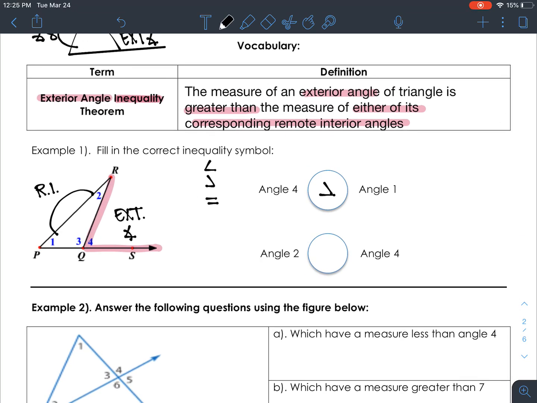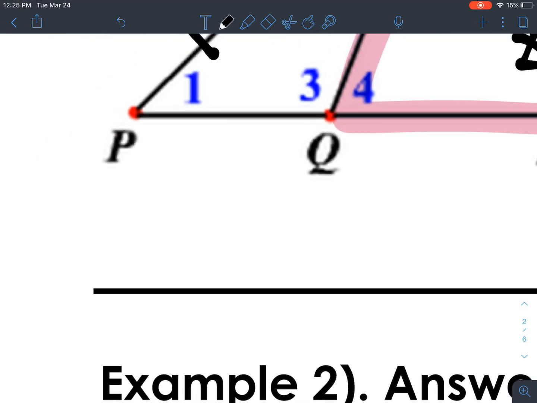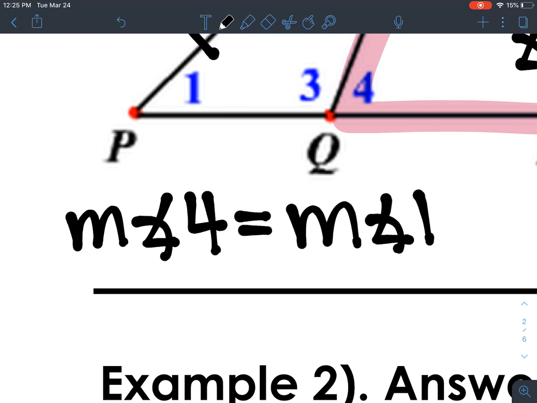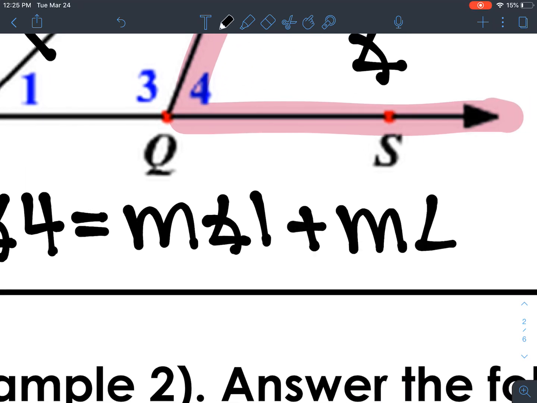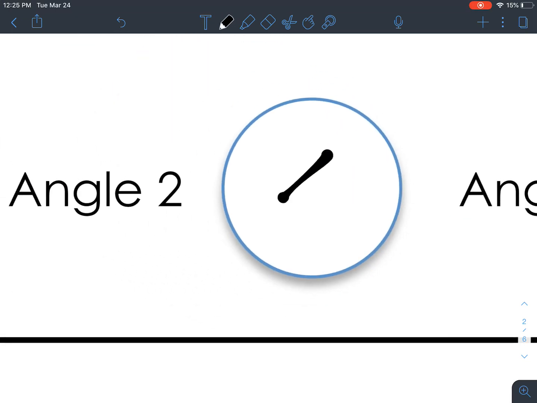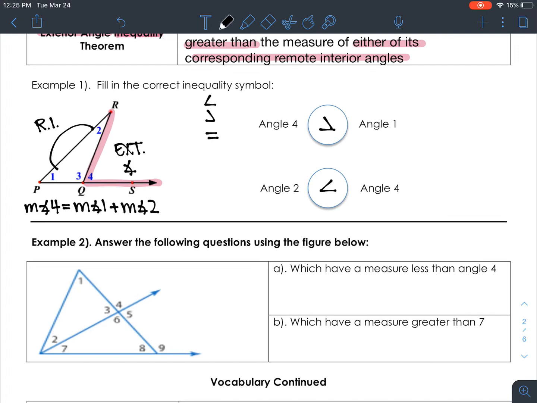When I say it should make conceptual sense, just take a look at what our regular exterior angle theorem is saying. It's saying that the measure of angle 4 has to equal the measure of angle 1 plus the measure of angle 2. The only world where the measure of angle 4 would equal the measure of angle 1 would be if the measure of angle 2 is 0, and that can't happen because it's an angle, which means it has to have a measure. So angle 4 has to be greater than angle 1. Same idea for angle 2 and angle 4: angle 2 has to be less than angle 4.